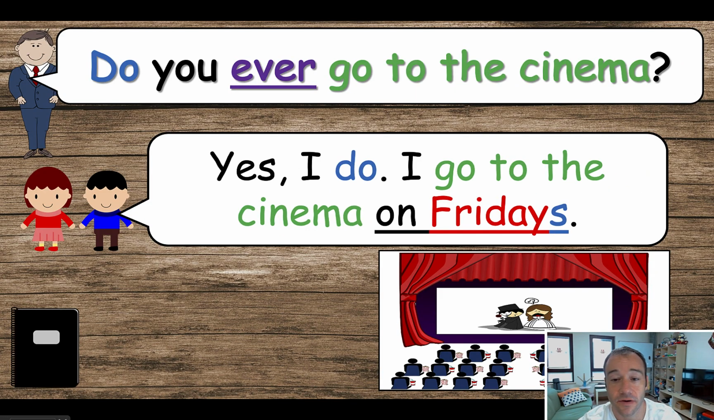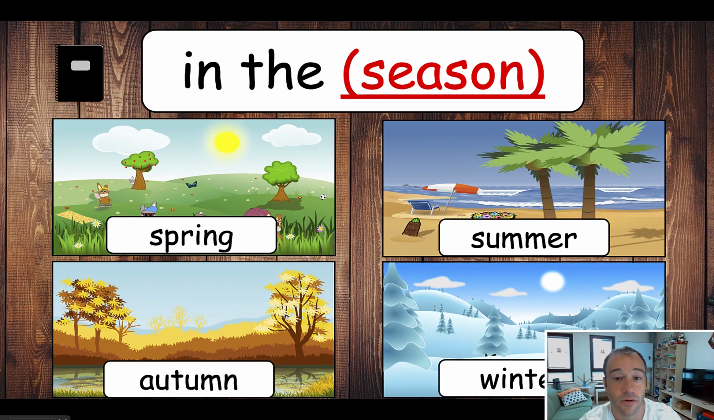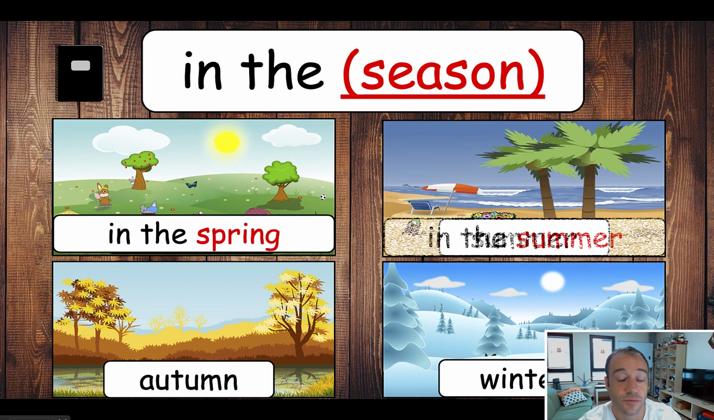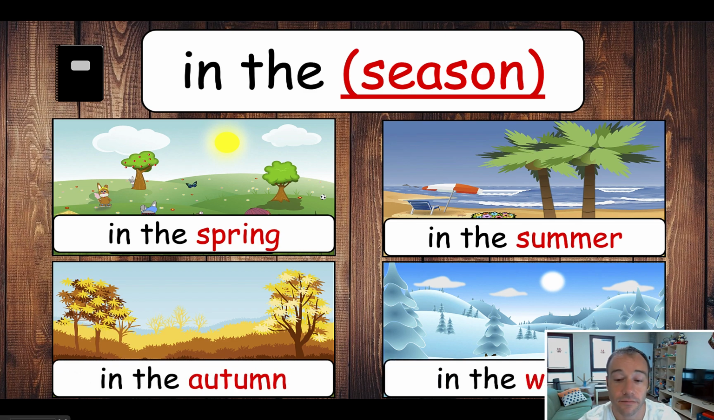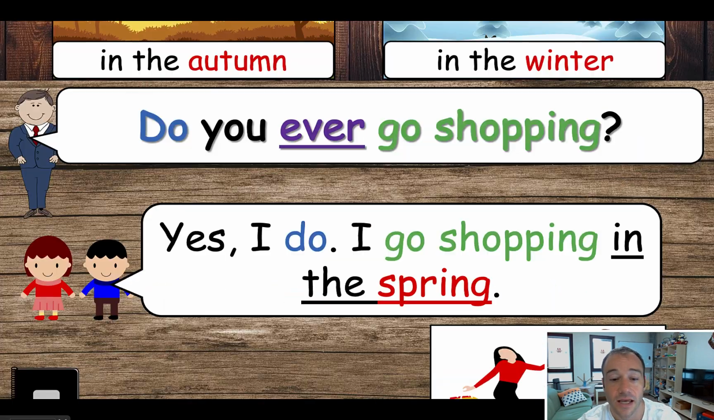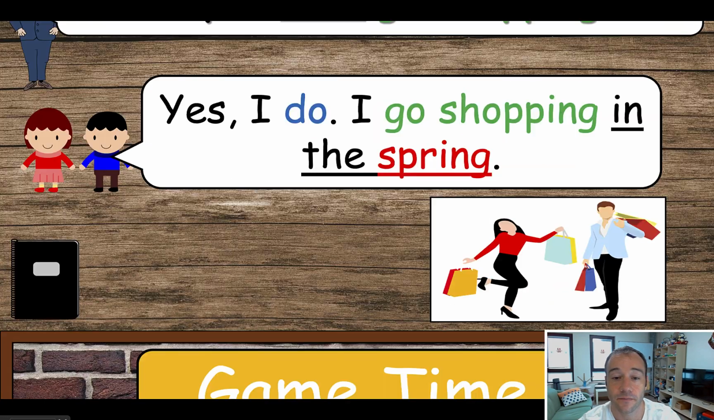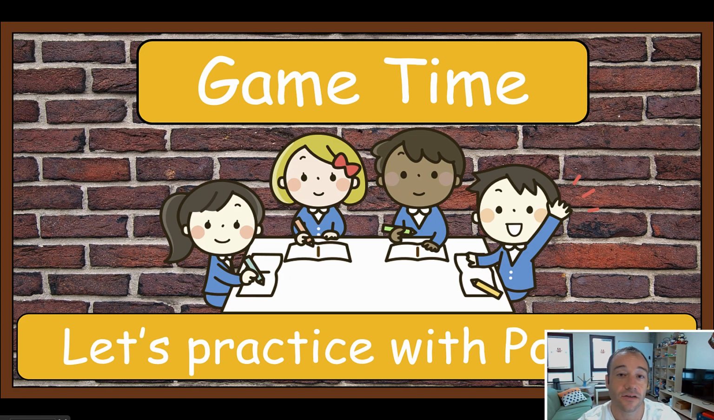Do you ever go to the cinema? Yes, I do. I go to the cinema on Fridays. Okay, and then we have in the season: in the spring, in the summer, in the autumn, in the winter. Okay, and here's the example. Okay, and then we're going to get into the game.